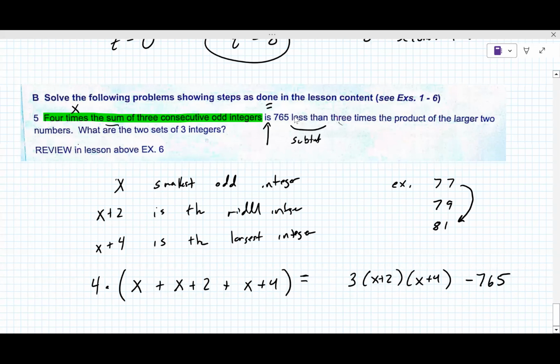So the English language is not the best language, but in the math world, whenever you see "a number less than," it means that you're going to do it at the end. Right. So it's awkward because it's like, why doesn't it just say "is 3 times the product of the larger two numbers, subtract 765"? I don't know. That's just the way that this thing is made. The math language is the hardest language to master sometimes.